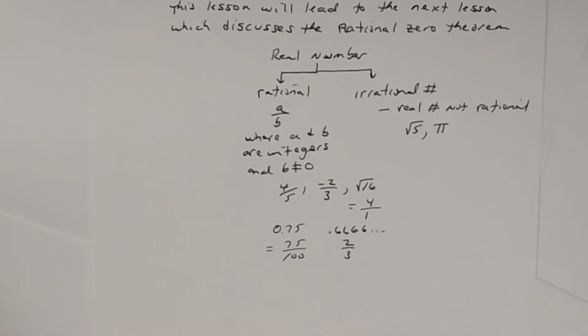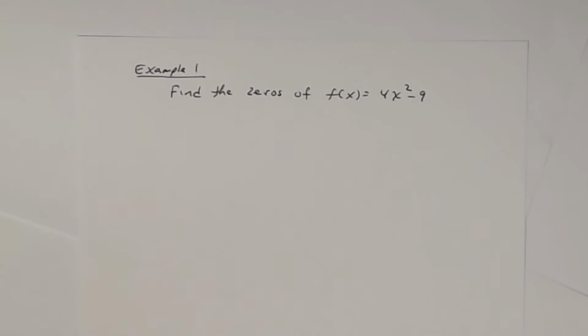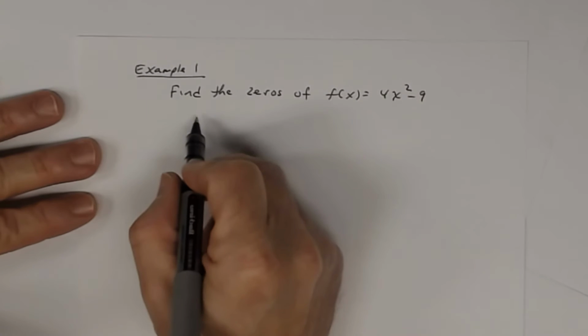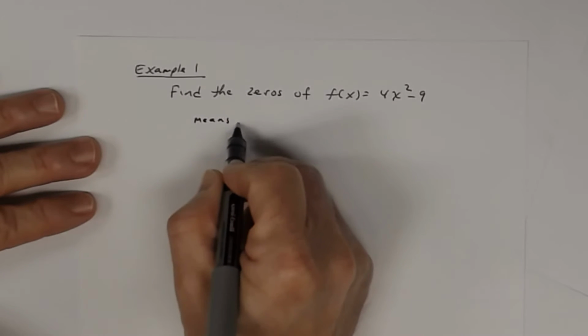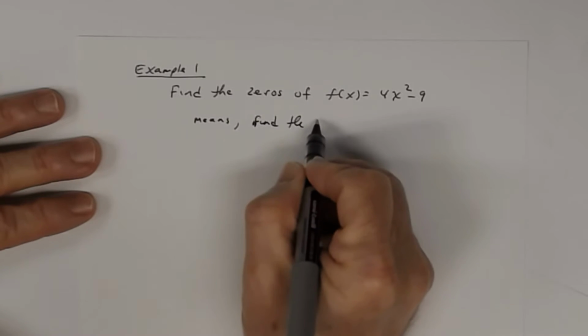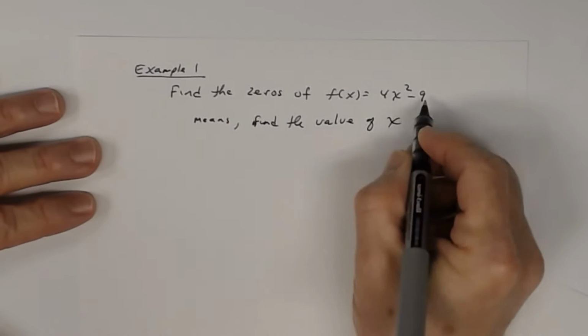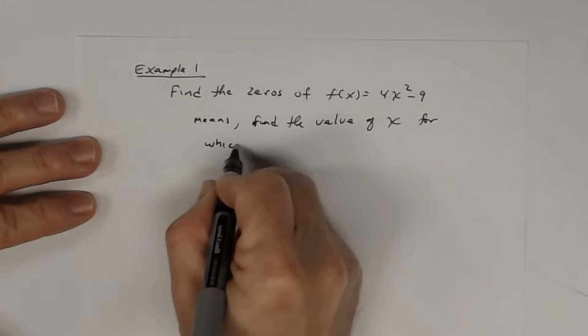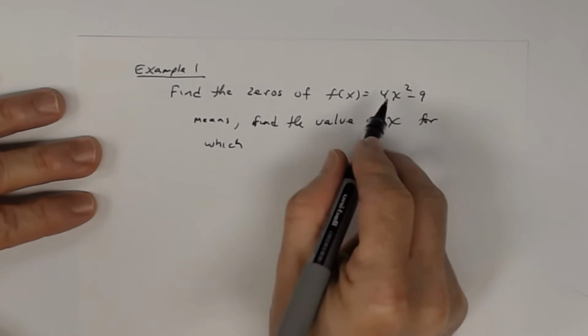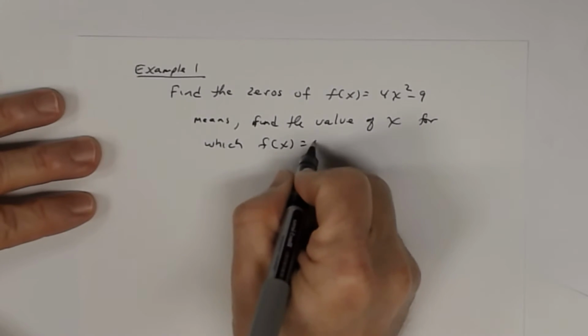Now let's talk about zeros. Let's remind ourselves about zeros. We learned about zeros before, but let's review the idea again. In example 1, it says: find the zeros of the function 4x squared minus 9. Remember what finding zeros means. Finding a zero of a function means find the value of x for which f of x is equal to 0, for which the function is equal to 0.